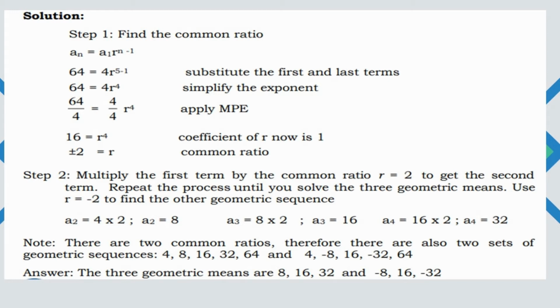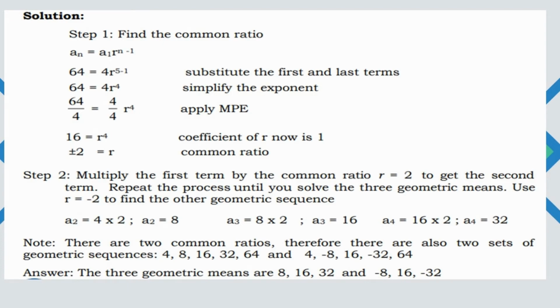So the next 3 terms, or the geometric means using the common ratio that is negative 2, will be times negative 2. So it will be negative 8, times negative 2 is 16, times negative 2 is negative 32. So the 3 geometric means are 8, 16, 32, and negative 8, 16, and negative 32.